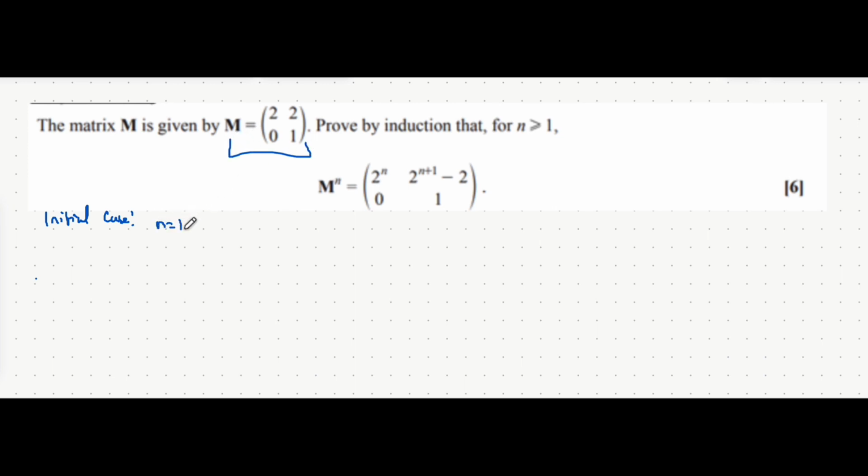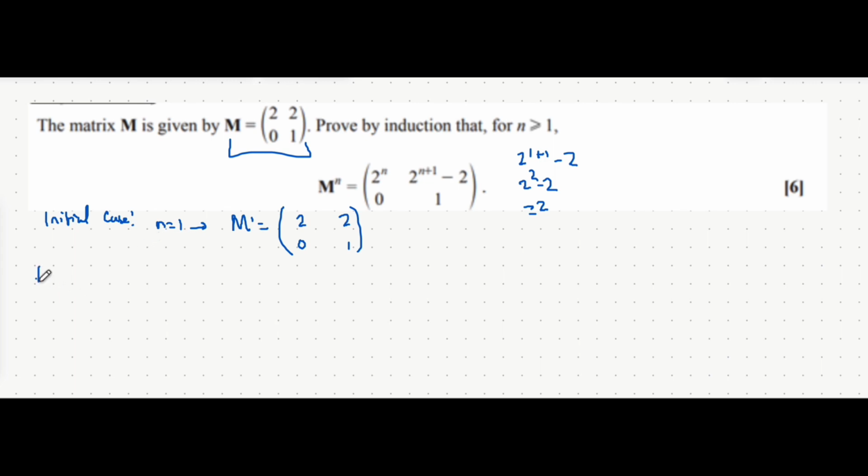So when you do put n equals 1 into it, what you'll see is that m to the power of 1, because remember n is still a power there, is equal to 2 to the power of 1, which is 2. This here becomes 0, this here becomes 1 because these are constants. And now 2 to the power of 1 plus 1, take away 2, is the same as 2 squared take away 2. 2 squared is 4 and 4 take away 2 is 2. So that will just end up as your expression here.